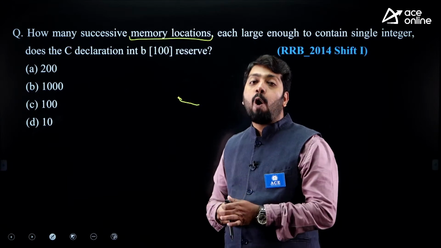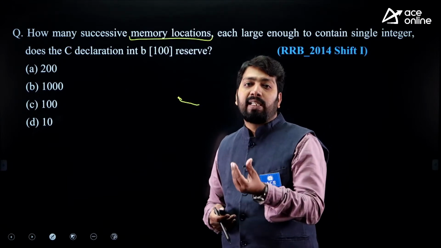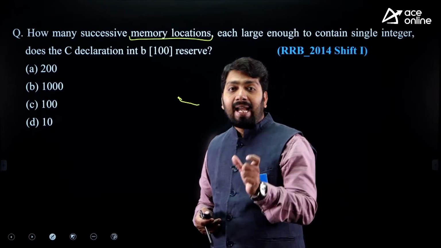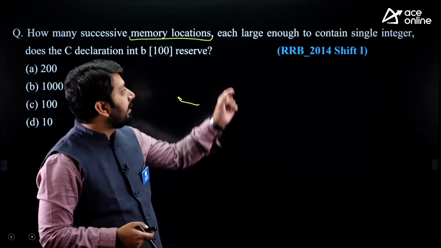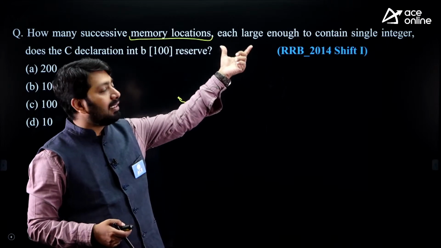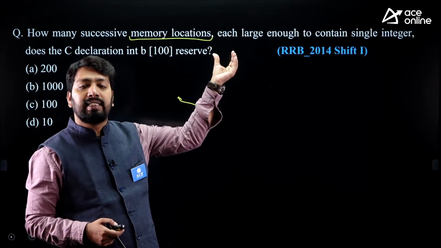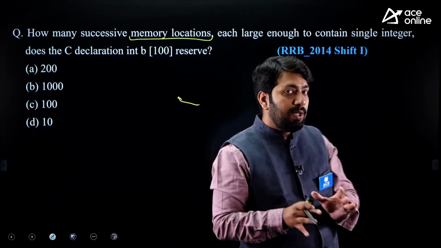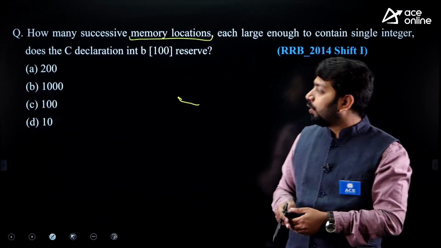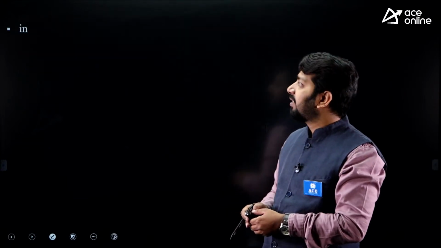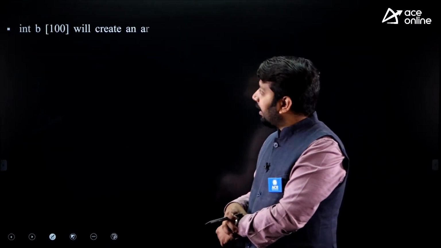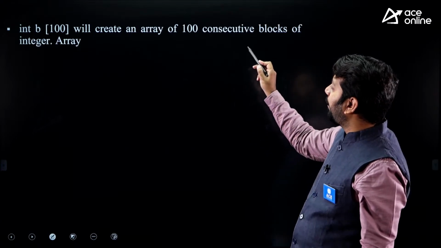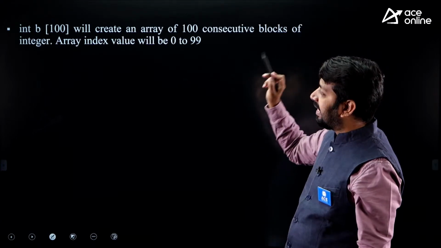It is asking about how many memory locations, successive memory locations, that means contiguous memory locations. And it is saying that each memory location is large enough to store an integer. That means it is just asking about the memory locations. Fine. Not the size of the location. So answer should be 100. So int b 100 will create an array of 100 consecutive blocks of integer.